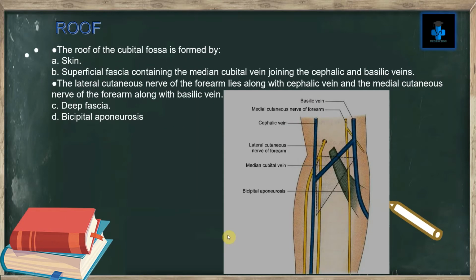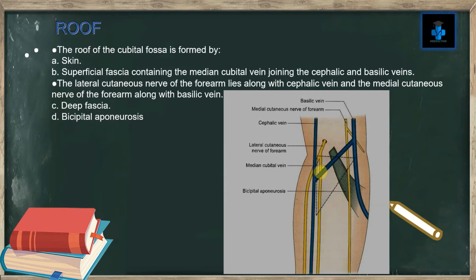Now about the roof. The roof of the cubital fossa is formed by skin, obviously, then the superficial fascia containing the median cubital vein. Here you can see the median cubital vein joining the cephalic and basilic veins. This is the basilic vein and this is the cephalic vein. So these two veins are joined by our median cubital vein which is found on the roof.